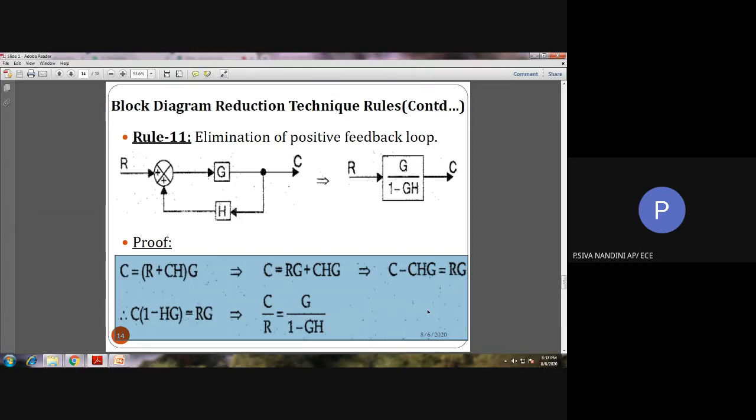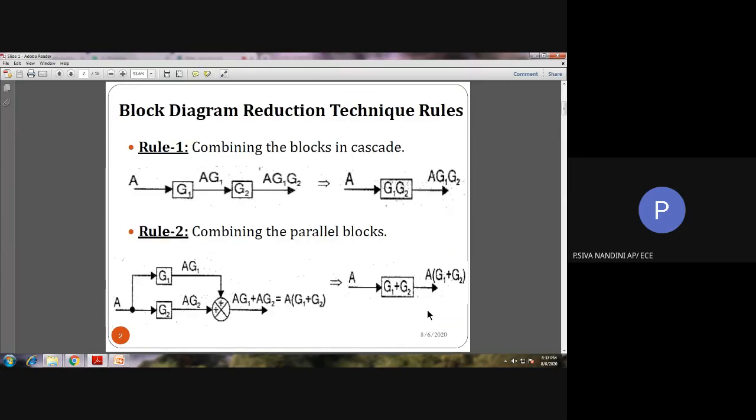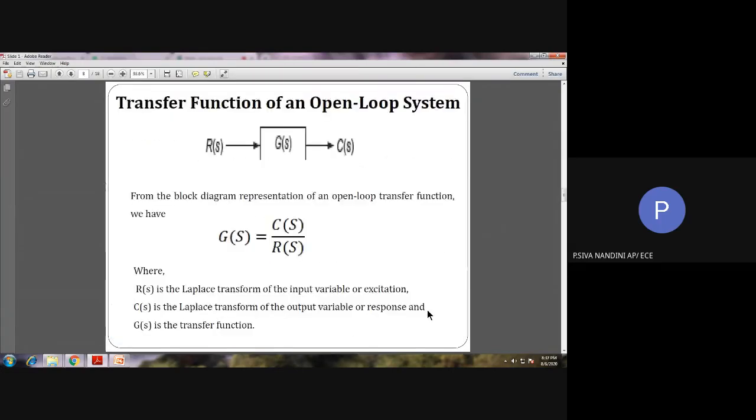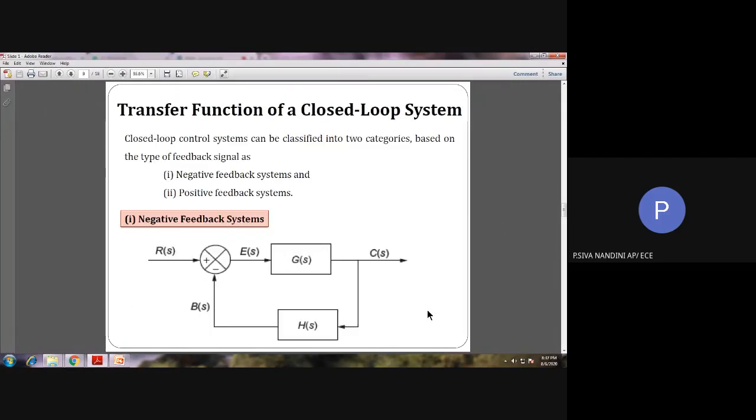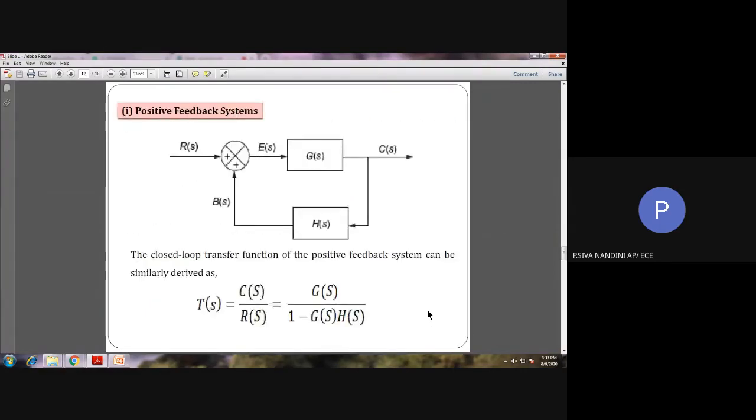So in today's class, what are all the topics we have seen? We have seen the rules for block diagram reduction techniques. We have seen 9 rules in today's class. After these 9 rules, we saw the transfer function of open loop system and how we can obtain the transfer function of closed loop system. It is divided into two types, negative feedback system and positive feedback system, and we have seen the derivation in today's class.